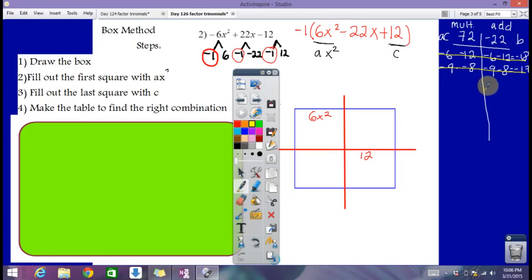So another combination that might work is, let's see. Remember that whenever you cannot find a combination that works, you can always divide. So 72 divided by 2 is 36. So negative 2 times negative 36, well, that's a really big number, and it's going to give us negative 38. So no, not that one.